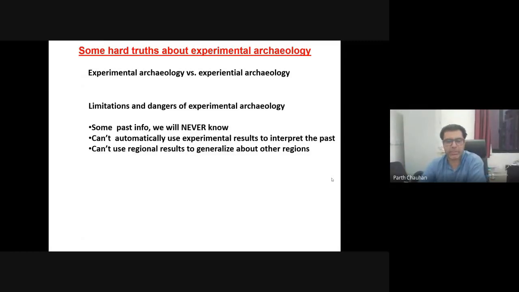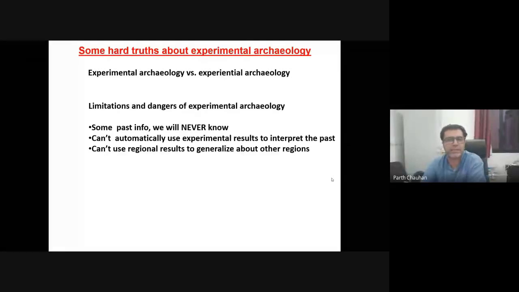There are also limitations and dangers of experimental archaeology. For example, there's some information in the past we'll never know. For example, if there's a site with Handaxes, who made those Handaxes? Men or women? These things we'll never know through experimental archaeology. Although we can compare, it's possible that one woman will make Handaxes differently and one guy would make Handaxes differently, and they might not be able to compare with each other. It depends on everybody's personal techniques, strength, skill, experience, quality of raw materials.